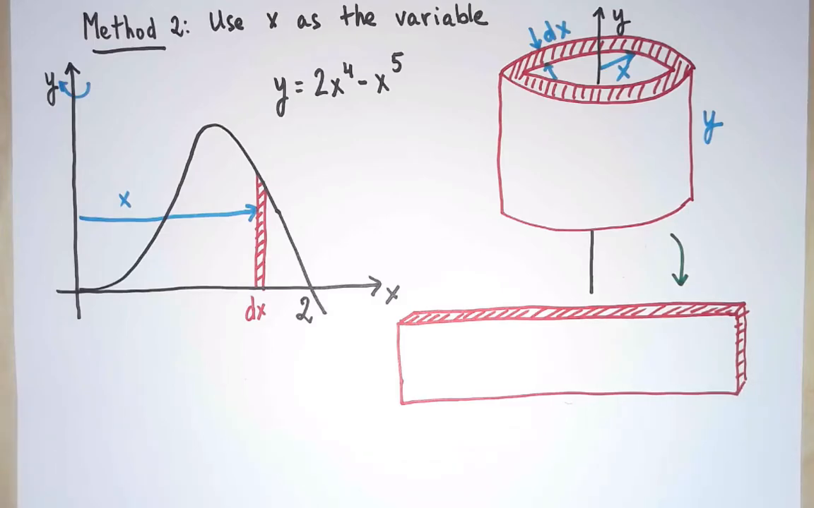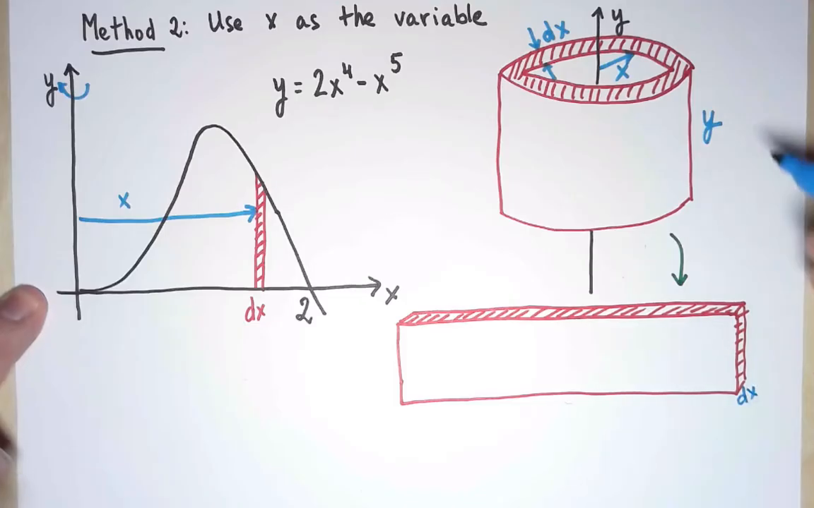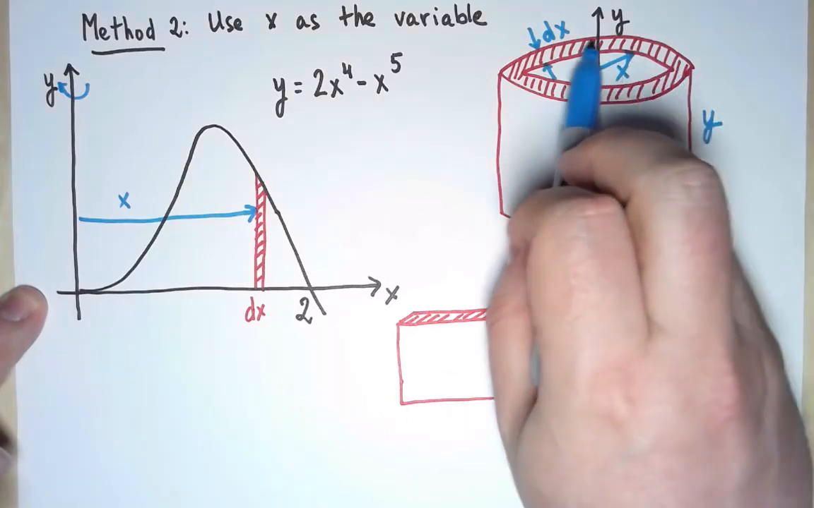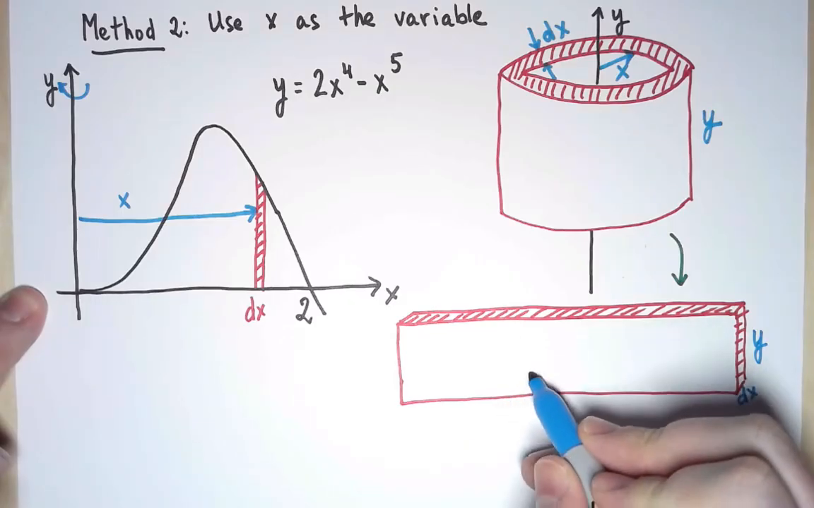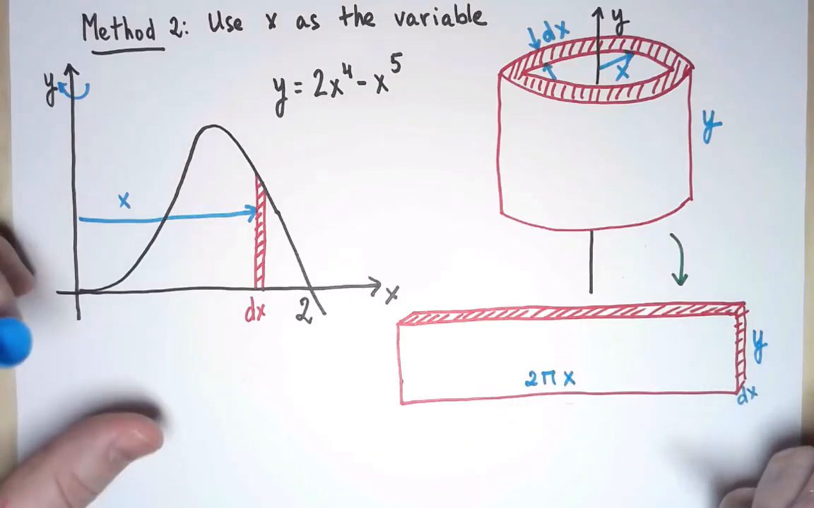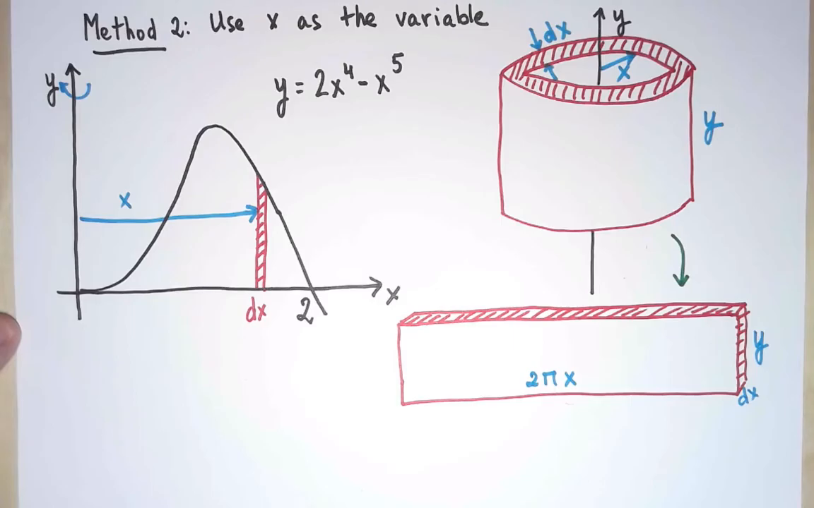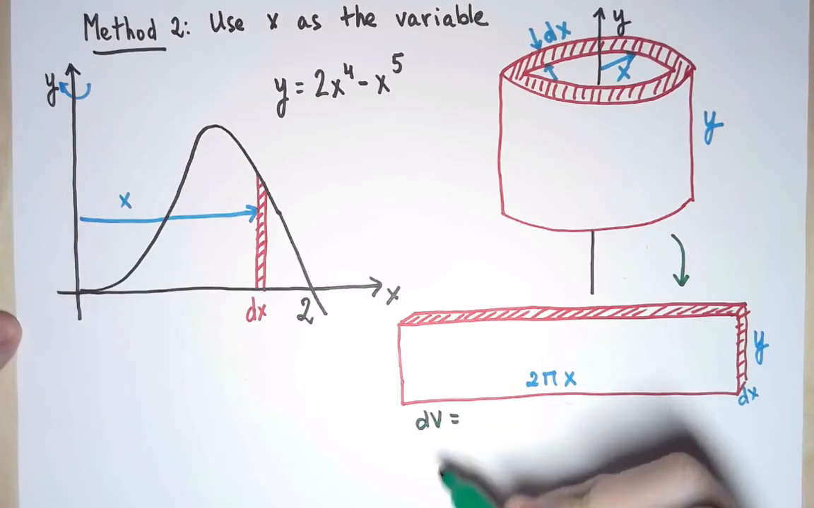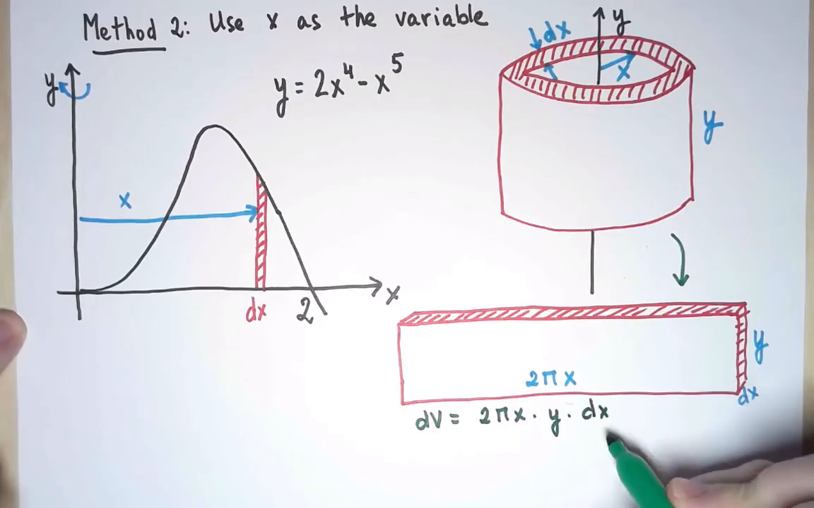Okay, as I say, the thickness of this is still dx. The height is still y. What about this dimension? Well, it's the length of this circumference, and the radius is x, so that length is 2 pi x. Now I can write the volume of the brick. It's the product of the three dimensions. It's an infinitesimal volume, because one of the dimensions is infinitesimal, and as I said, it's the product of all of them, 2 pi x times y times dx.